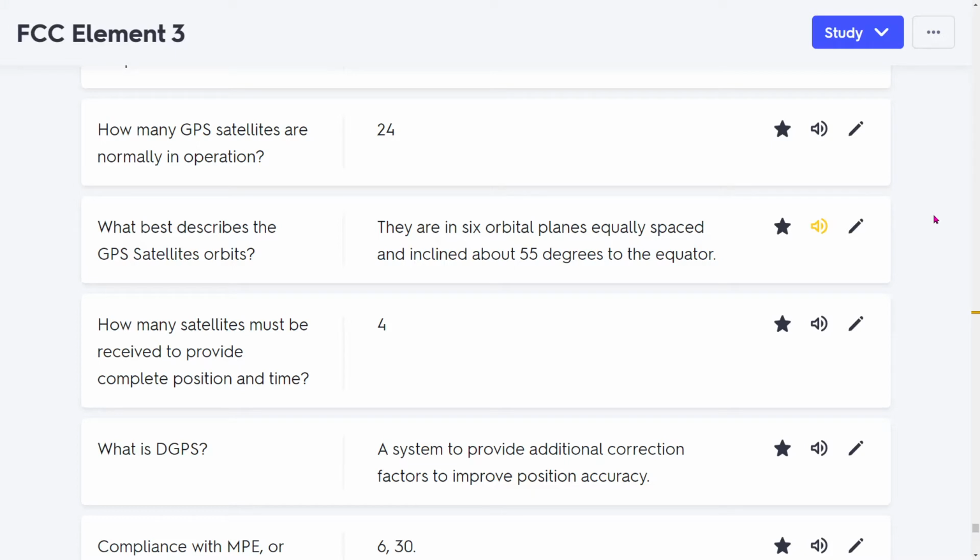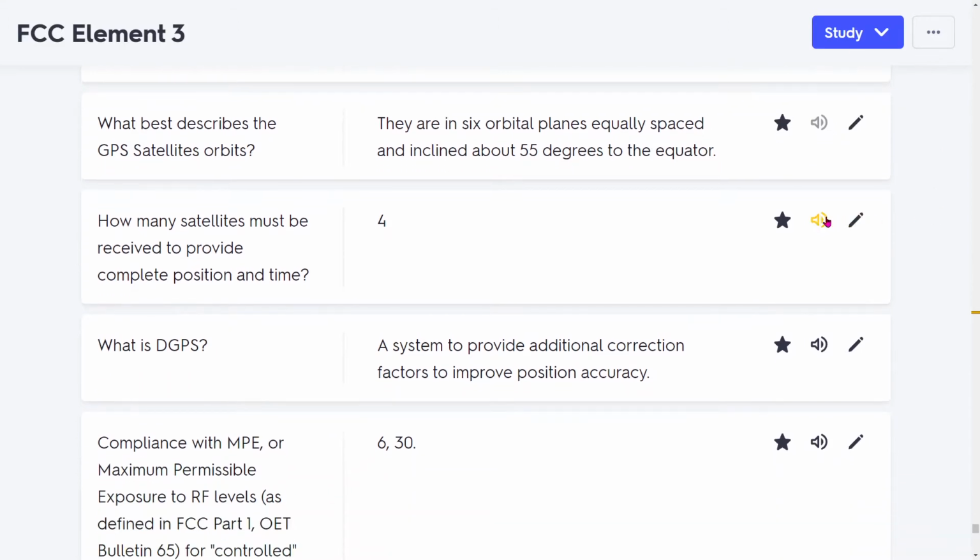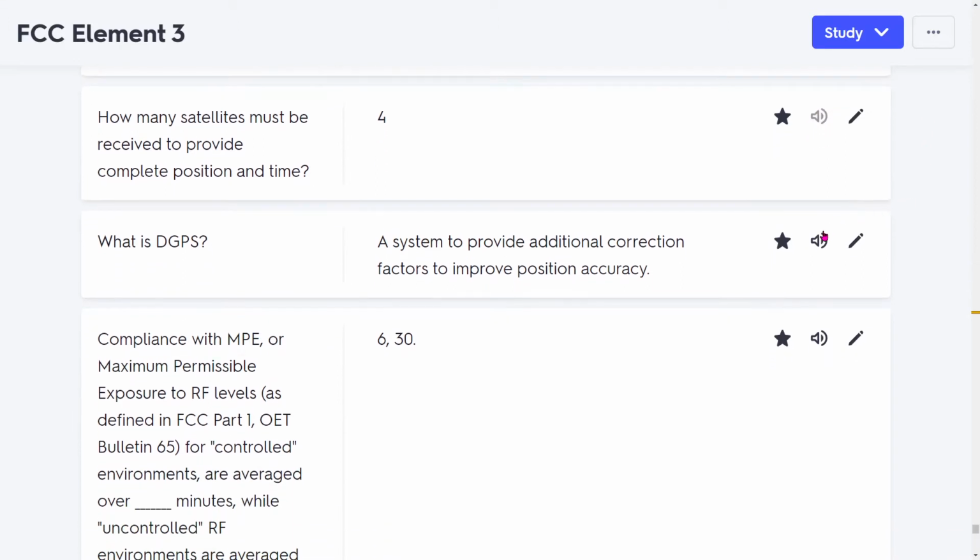They are in 6 orbital planes equally spaced and inclined about 55 degrees to the equator. How many satellites must be received to provide complete position and time? 4. What is DGPS? A system to provide additional correction factors to improve position accuracy.